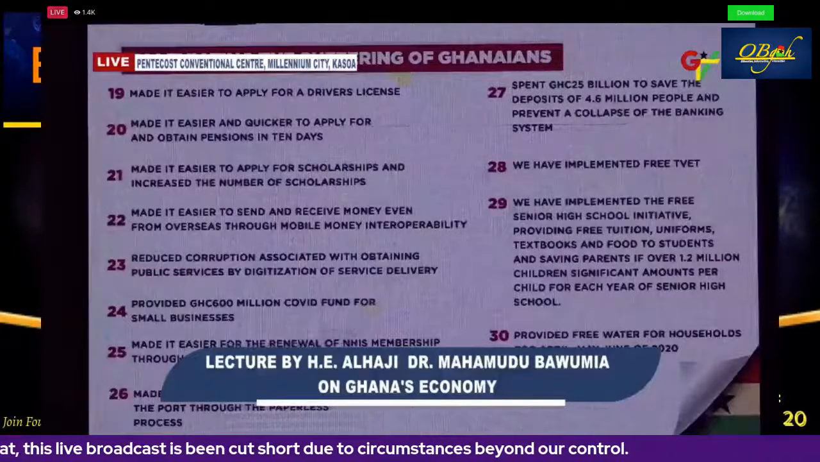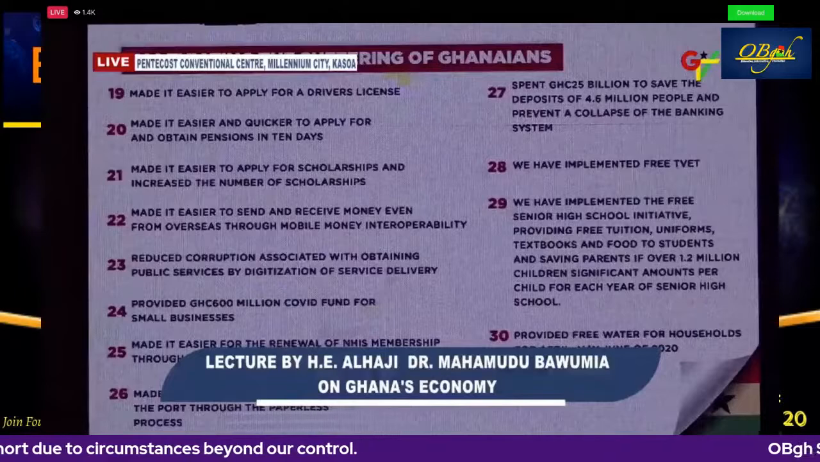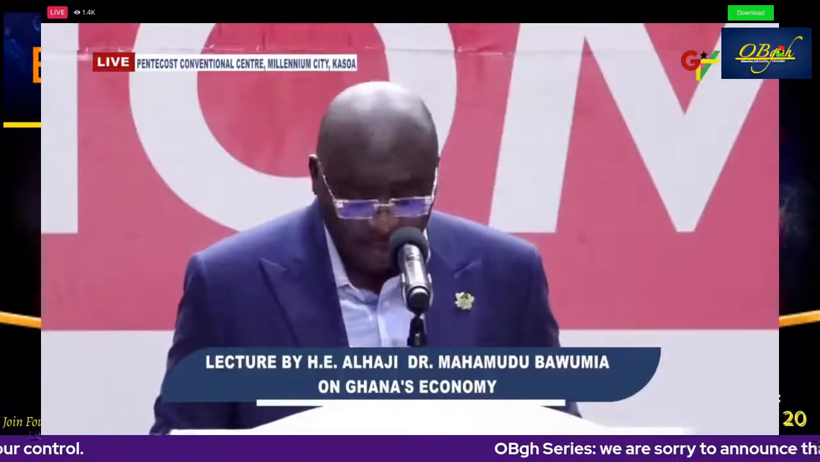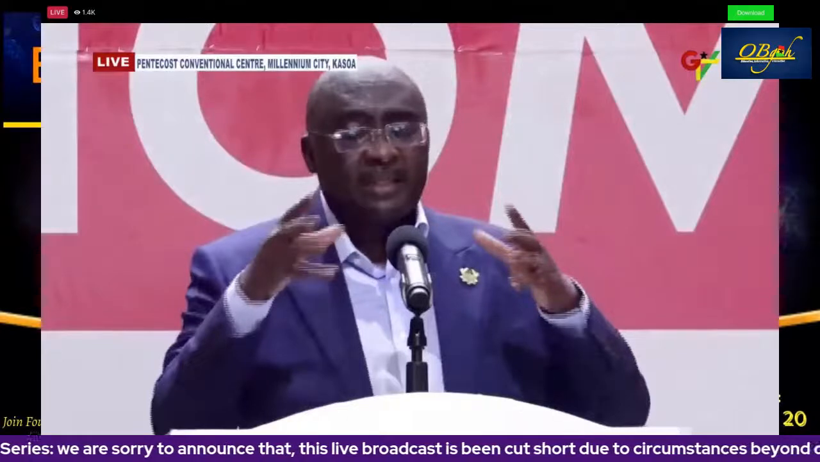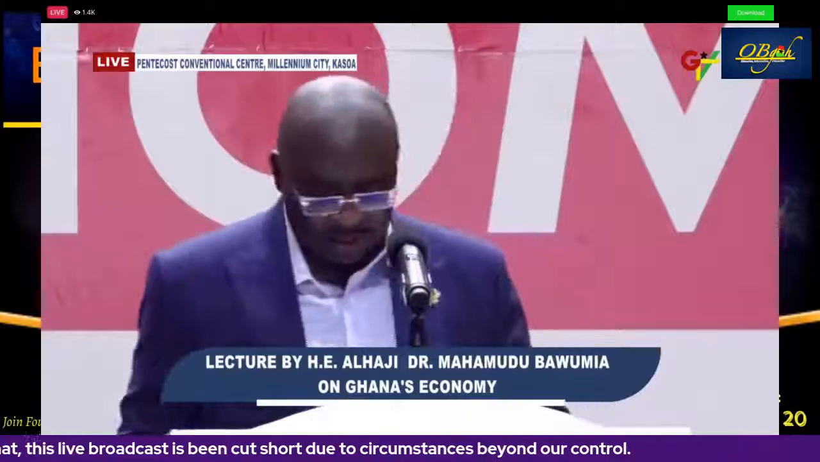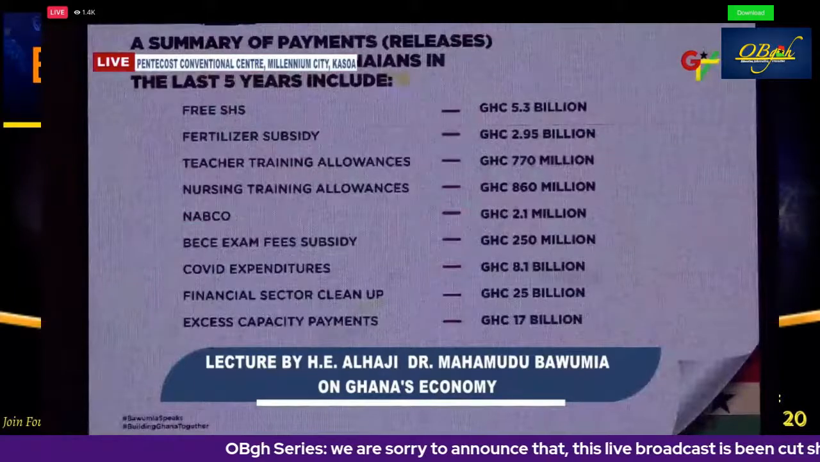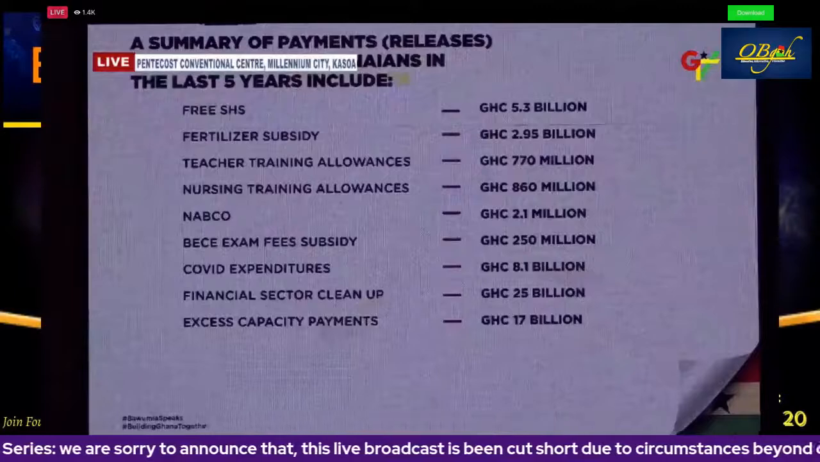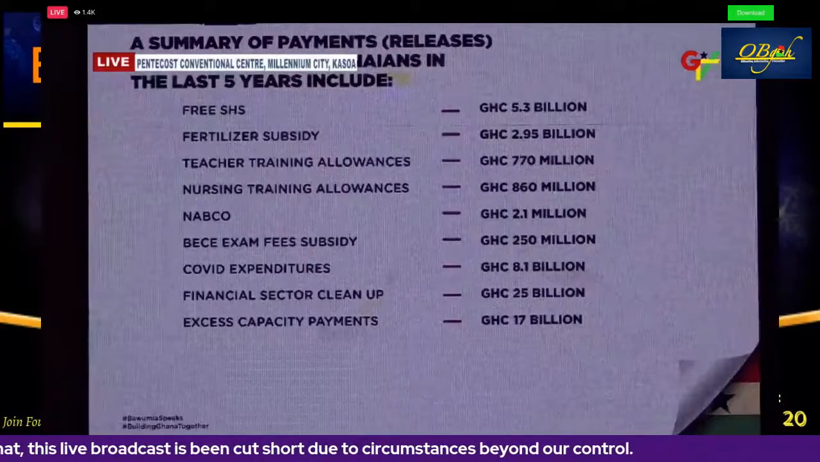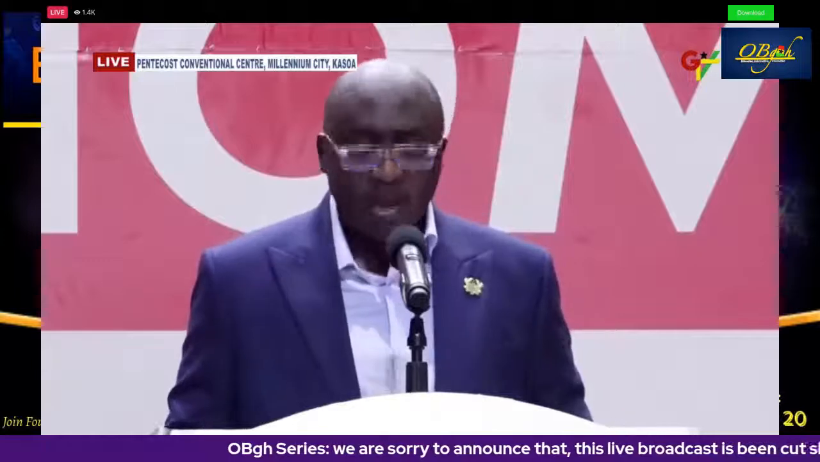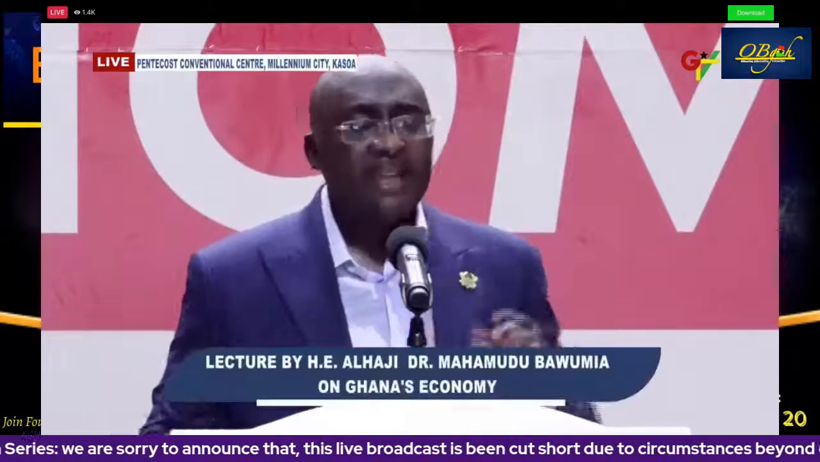free tuition, free uniforms, free textbooks, and feeding to students. Over 1.2 million children are benefiting from free SHS. And when you look at all these interventions to mitigate the suffering of Ghanaians, over the last 5 years, we have spent a total of 62.3 billion Ghana cedis. This is the equivalent of some $8.5 billion. And these expenditures have proven to be critical shock absorbers in this crisis period of rising prices for food and for goods globally.